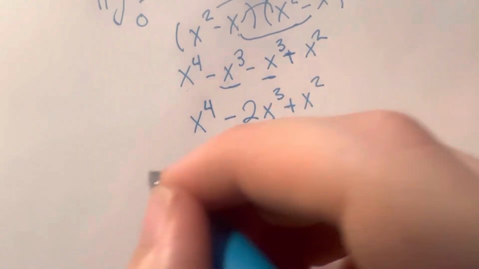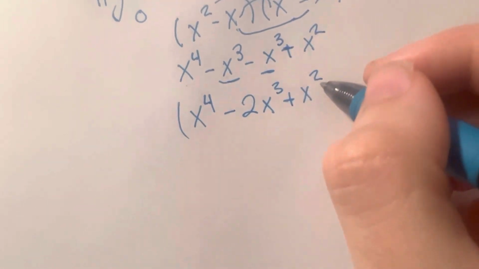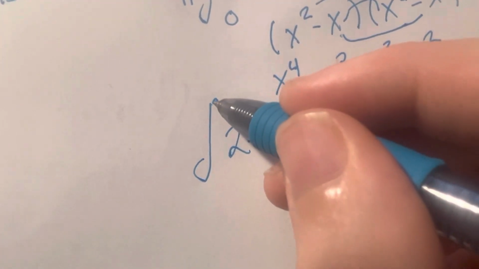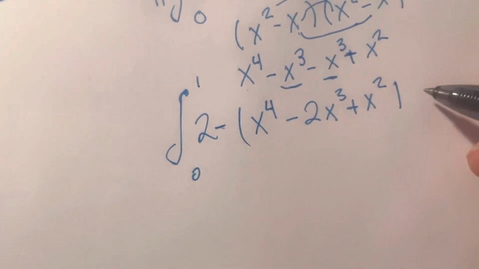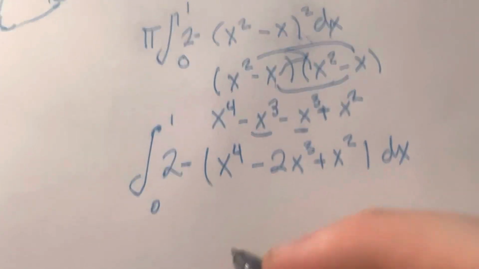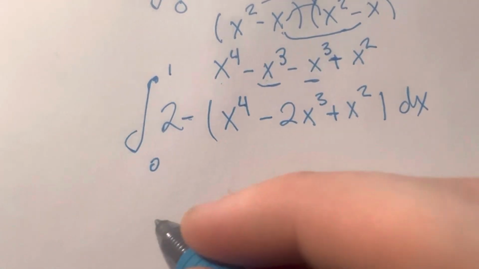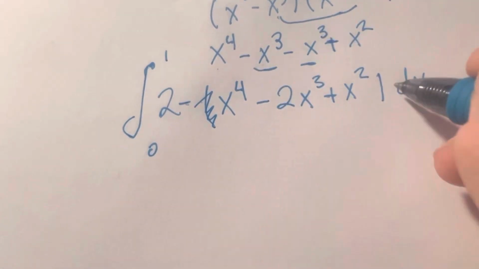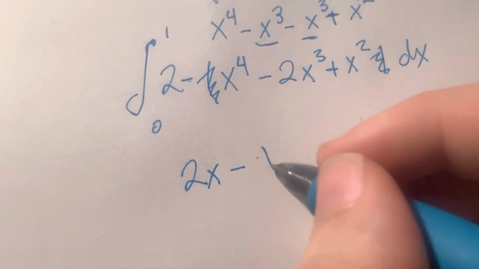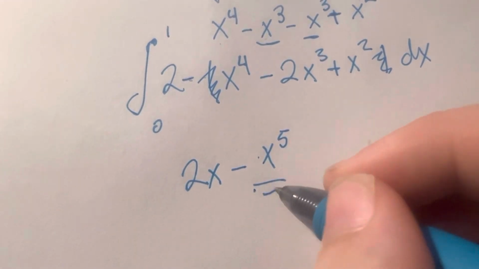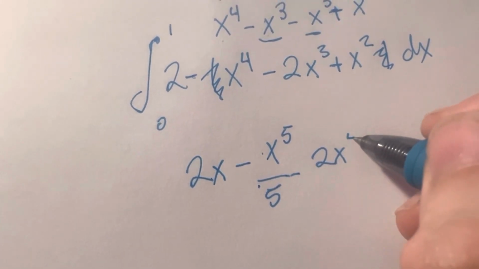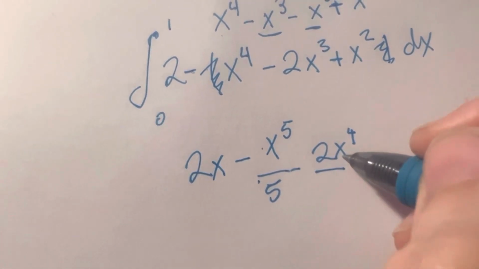minus x to the fourth power, and this entire function would be subtracted from 4, with the integral from 0 to 1, dx. We should also include our dx here just to keep things consistent. And taking the integral, obviously these are unnecessary parentheses, we get 4x minus x to the fifth over 5 minus 2x to the fourth power divided by 4.